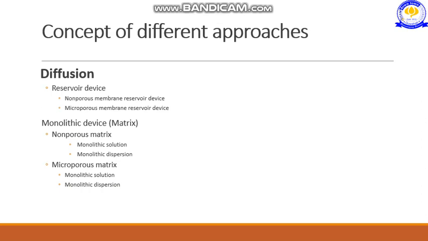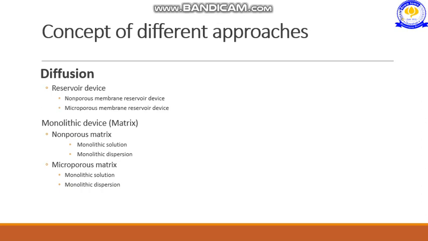Concept of different approaches. First of all, as far as the approach of controlled release drug delivery system is concerned, the major approaches or mechanisms by which the controlled release drug delivery system releases the drug from the dosage form to the medium is best explained by this classification system. First one is diffusion.